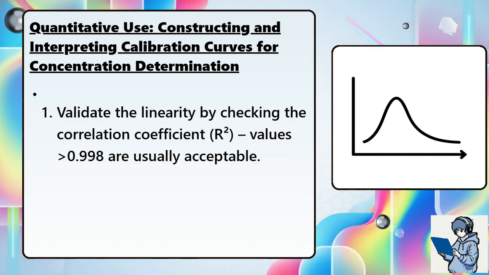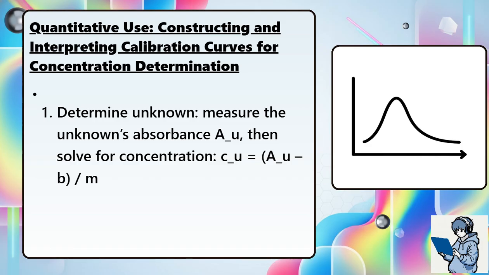Number 5. Validate the linearity by checking the correlation coefficient, r squared. Values greater than 0.998 are usually acceptable. Number 6. Determine the unknown. Measure the unknown's absorbance A sub u, then solve for concentration: C sub u equals (A sub u minus b) divided by m.